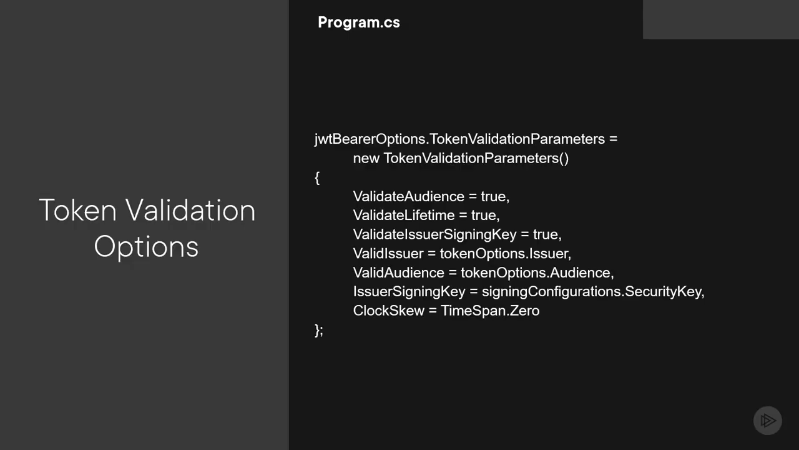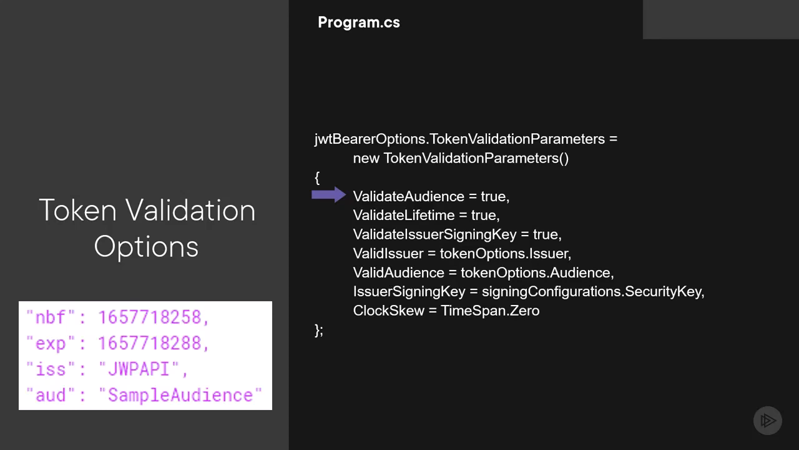Here's an example set of options for verifying or validating tokens your API receives. Audience corresponds to the AUD field. Lifetime ensures the current time is between the token's not before or NBF and expiration or EXP settings. Issuer is the ISS field. These properties are specified when you create the token, and validating them helps to ensure someone isn't reusing a token or trying to use a token other than the one that you issued.